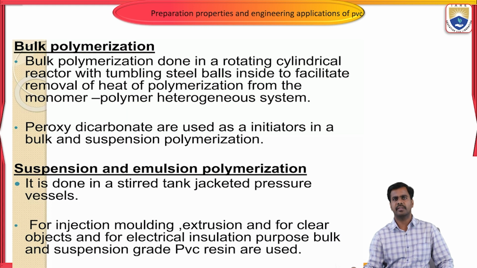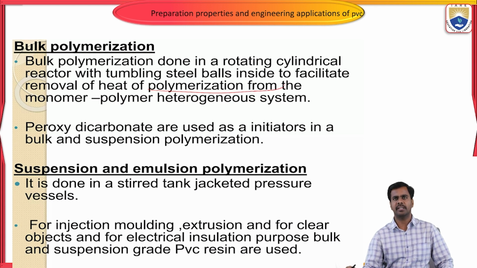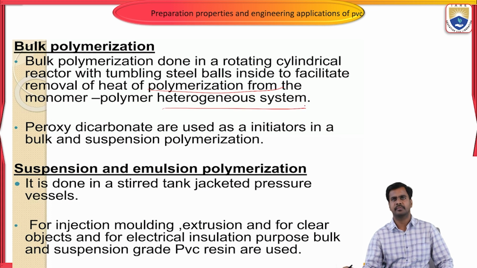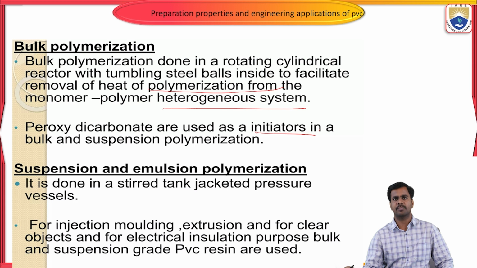It is done in a rotating cylindrical reactor with tumbling steel balls inside to facilitate removal of the heat of polymerization from the monomer and polymer heterogeneous system. Peroxydicarbonates are used as initiators in bulk and suspension polymerization reactions.